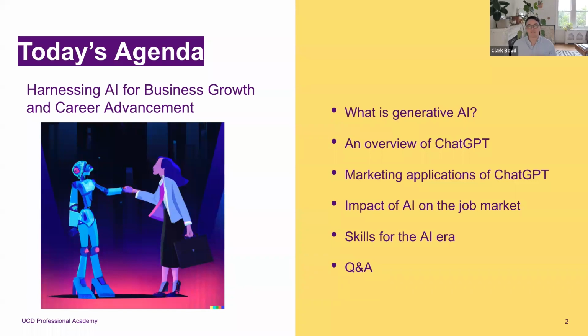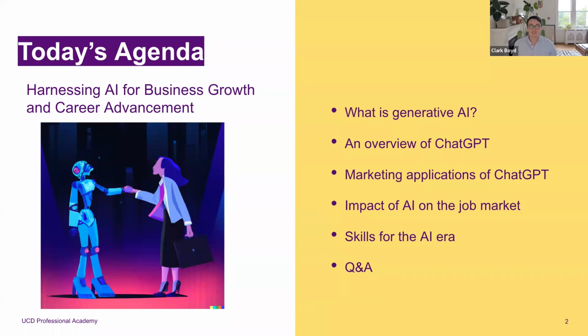Fourth, we'll look at the impact of AI on the job market. I'm going to reflect a little bit on the way that this could disrupt different industries. Of course, I also want to think about education, or the UCD Professional Academy talking to you here. So we're going to have a little bit of reflection on that as well. And I'm sure you'll have some thoughts too.